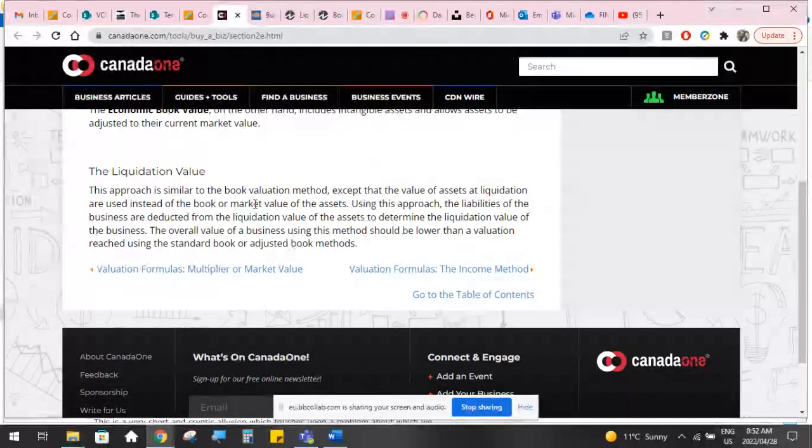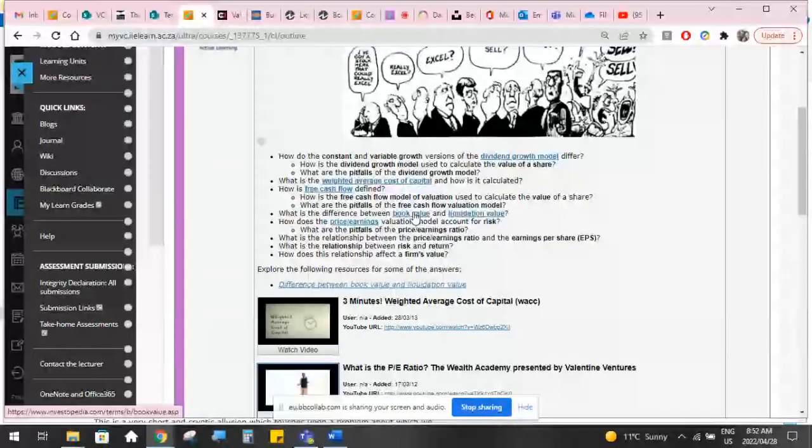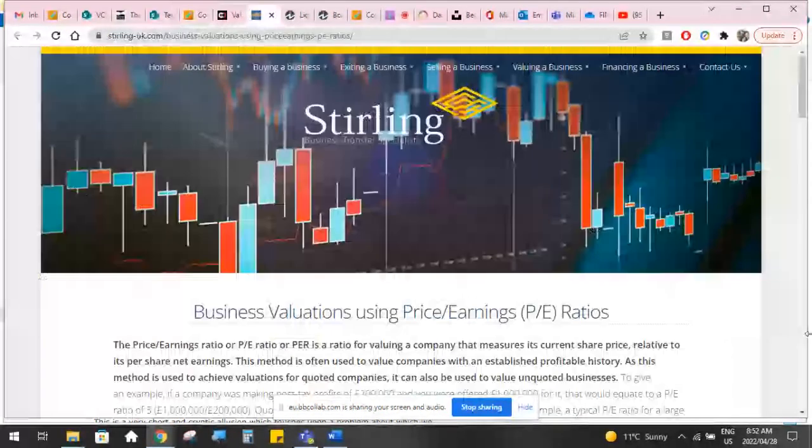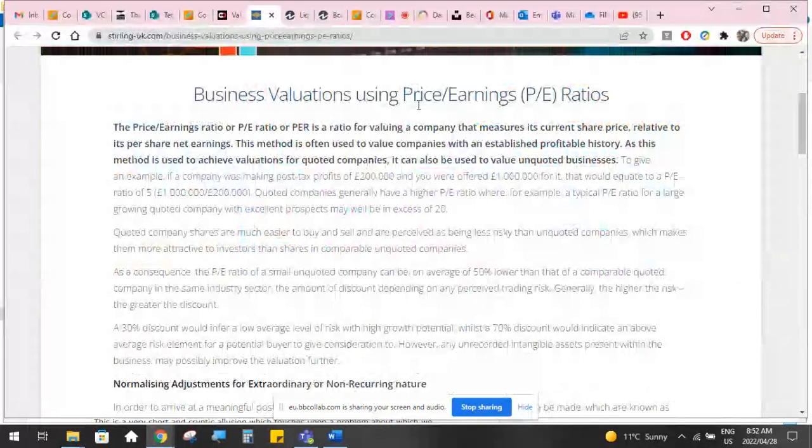And where I got to these pages is straight from these. Just go and click on these blue highlighted book value, liquidation value. It will open those internet pages for you to read. This other one over here is also quite a good explanation. Business valuations using price earnings ratios. So this again is an explanation of what we looked at just now with the PE ratios. I quite like the way that this was written up. It's easy to understand. So go and have a look at that page as well.